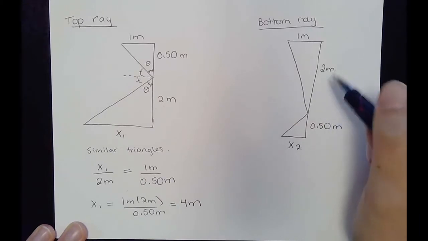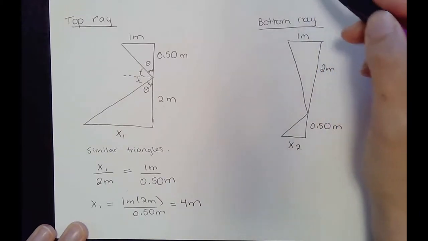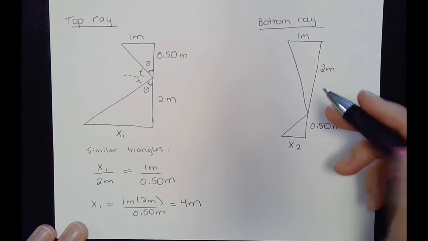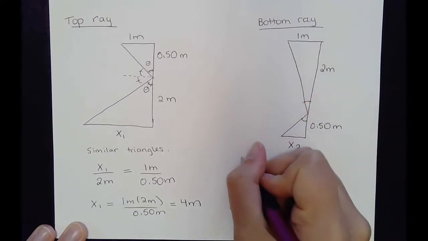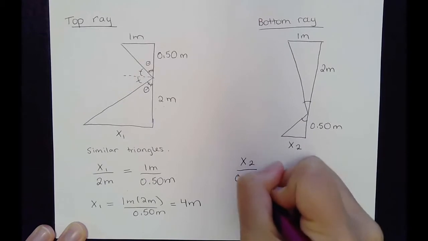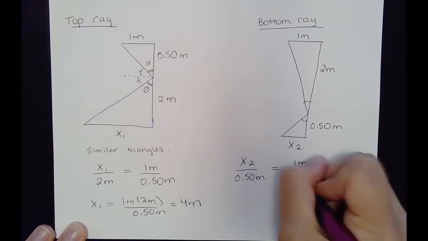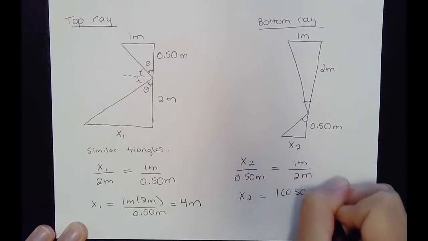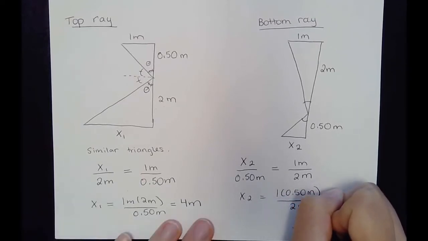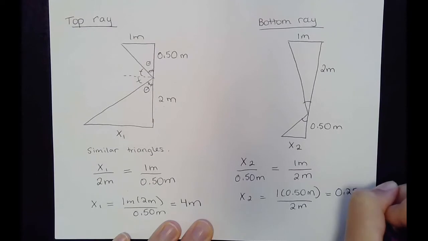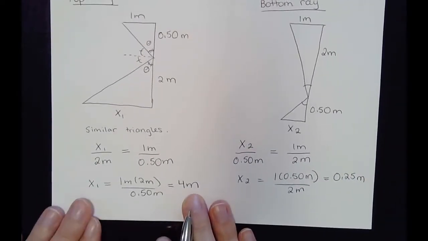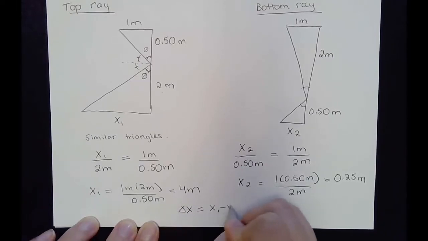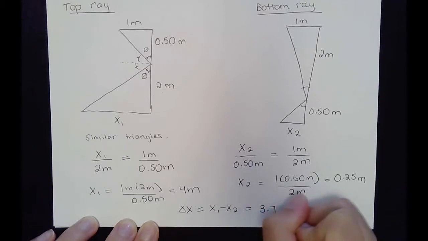Okay, oh, this is slanted, but let's look at this bottom ray. It hits the bottom of the mirror, so 0.5 meters off the ground, and then there's 2 meters above. Again, I'm going to do the same ratio since we know these angles are equal. So x2 over 0.5 meters equals 1 meter over 2 meters. So x2 is 1 times 0.5 over 2 meters. And this is a quarter, or 0.25. Okay, and those are the two edges of the light patch. So now the total length of the light patch, delta x, will be x1 minus x2, so 3.75 meters.